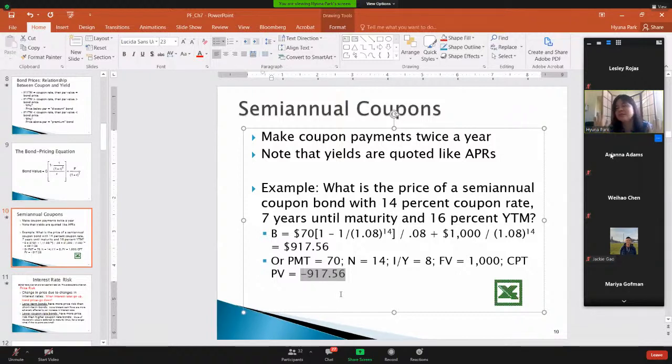Oh, this is a discount bond. Does it make sense? Yeah. The coupon rate is 14%, but the market rate is higher, 16%. So this is a discount. Any questions so far? No? Okay, good.